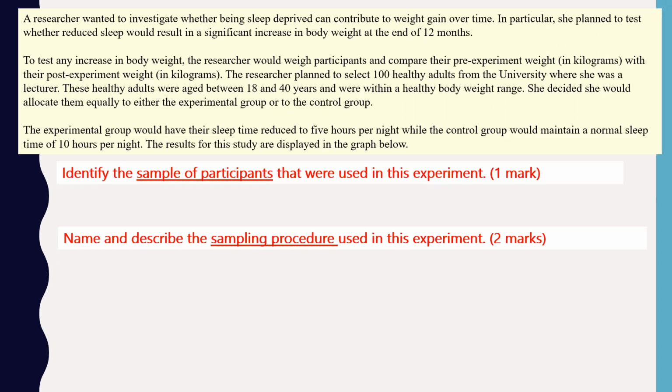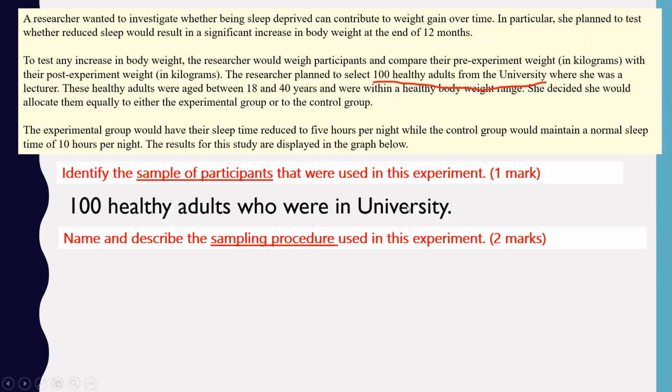So remember, the sample of participants are the specific people who are involved in the research study or in the experiment. Okay, so if you read through this scenario, you should have been able to identify that this was 100 healthy adults from that university where the lecturer had taught. Okay, so that should be your answer there.